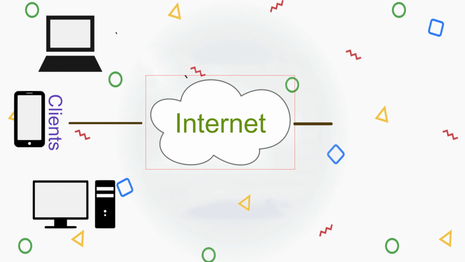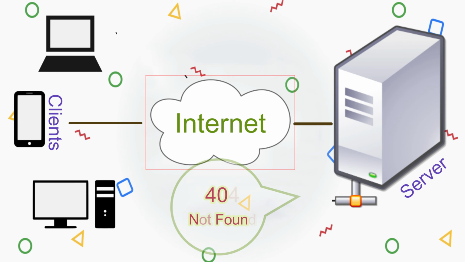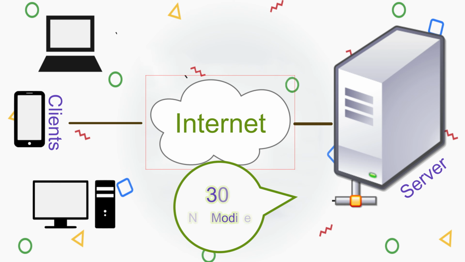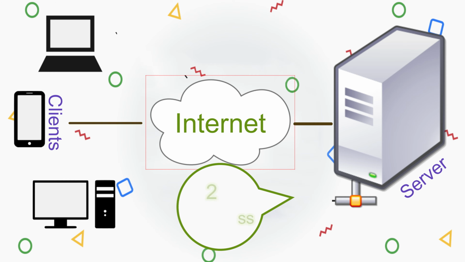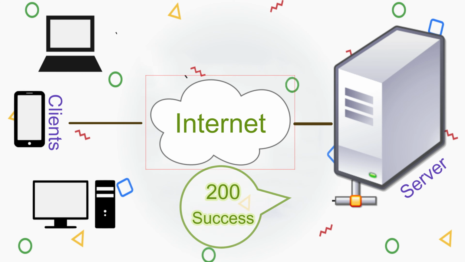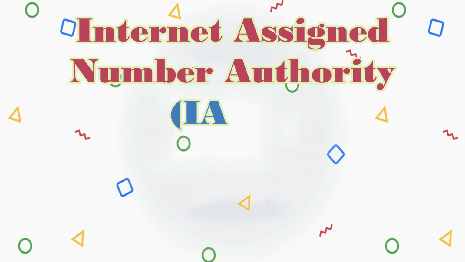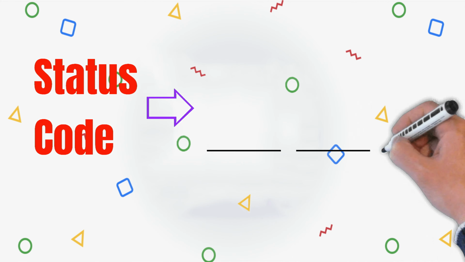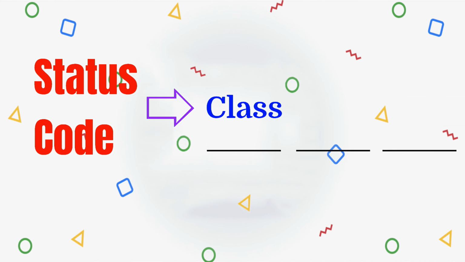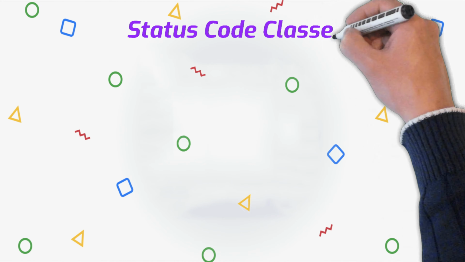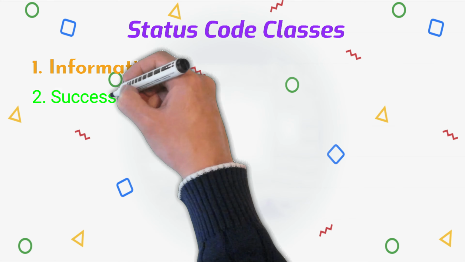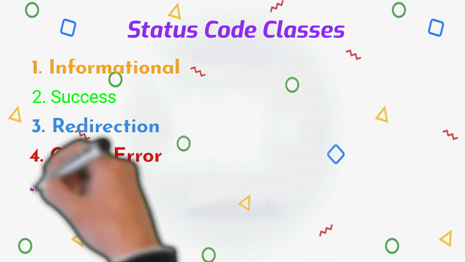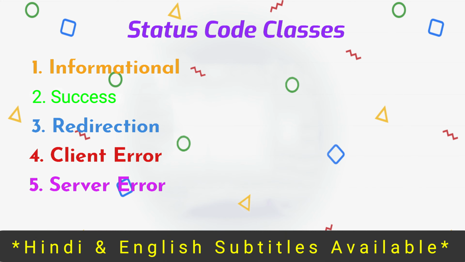When you make a specific HTTP request, the server processes that request and returns the result for that specific request. Status codes are issued by a server in response to a client's request made to the server. The Internet Assigned Numbers Authority assigns some standard response codes. A status code is a 3-digit integer. The first digit of the status code defines the class of response and the last 2 digits vary. Status code classes are as follows: informational, success, redirection, client error, server error. Let's learn all important HTTP response codes one by one.